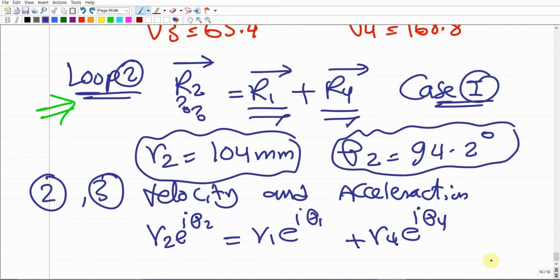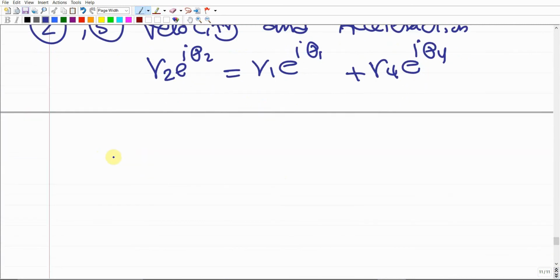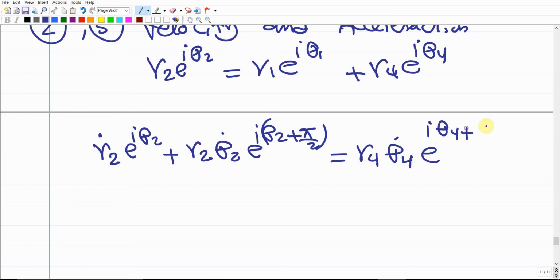So the time derivative of this equation, to find the velocity, this R is variable, so this is going to give us R2 dot e^(i theta 2) plus the R2 theta 2 dot e^(i (theta 2 plus pi over 2)), as we did many times in the analytical solution. This time derivative will be 0, but here R4 is constant. This is going to give us theta 4 dot, which should be omega 4, the angular velocity of the link number 4, e^(i (theta 4 plus pi over 2)). This is going to give us the velocity equation. Let us give it a name like equation 2.